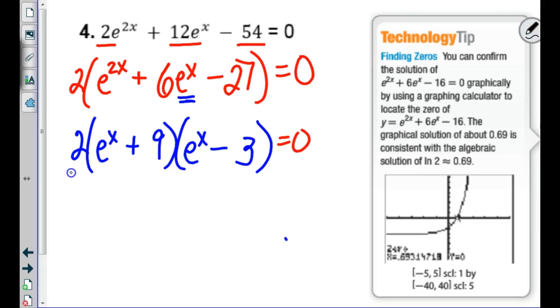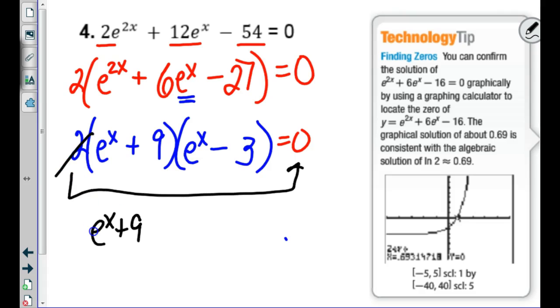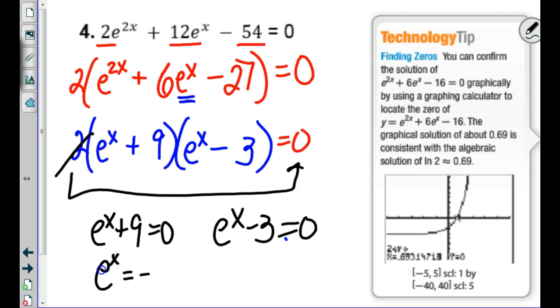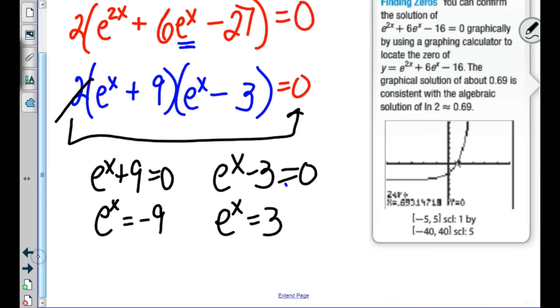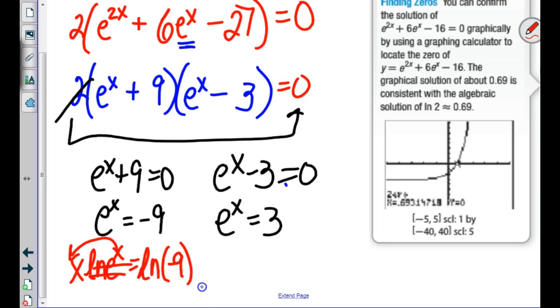Yep, take your term being equal to 0. Can 2 equal 0? Nope. Can e to the x plus 9 equal 0? Can e to the x minus 3 equal 0? We'll find out. This would be e to the x equals negative 9, and this would be e to the x equals 3. Take the ln of both sides. Ln of e to the x. Well, the x moves out front. Natural log of e is just 1. Equals ln of negative 9. Anybody know what's going to happen there?